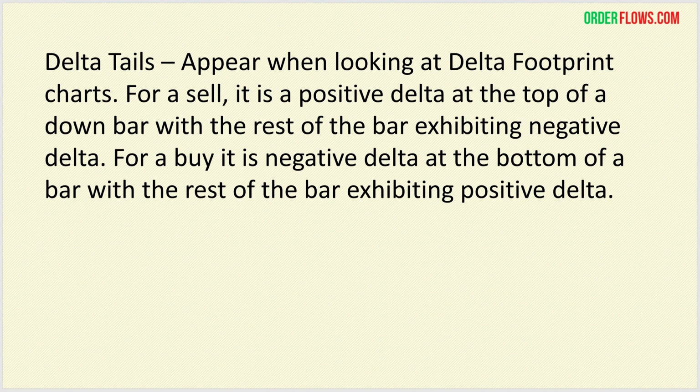All right, so delta tails. Now, delta tails is something that you'd have to look at a delta footprint chart. And I talked about that in an earlier lesson, the delta footprint chart. And a delta tail is going to appear when, on a sell, there's a positive delta at the top of the down bar and the rest of the bar is all negative delta, or for a buy, when there's negative delta at the bottom of a bar with the rest of the bar exhibiting positive delta.